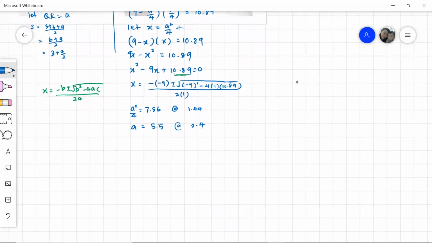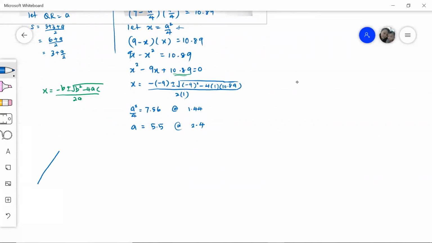Now, this is what I said, the catch part. Remember, we got the QR, which is A. We have VQR, which has 2.5 and 2.5 just now. And we also have another one that also has QR as one of the sides, which is PQR, with 3 here. So which one should we take? Is it 5.5 or 2.4?